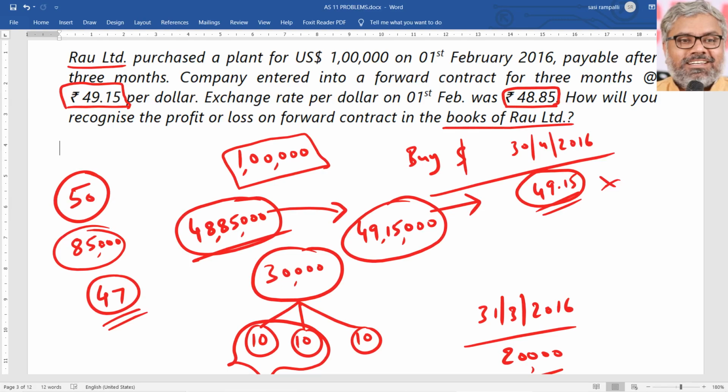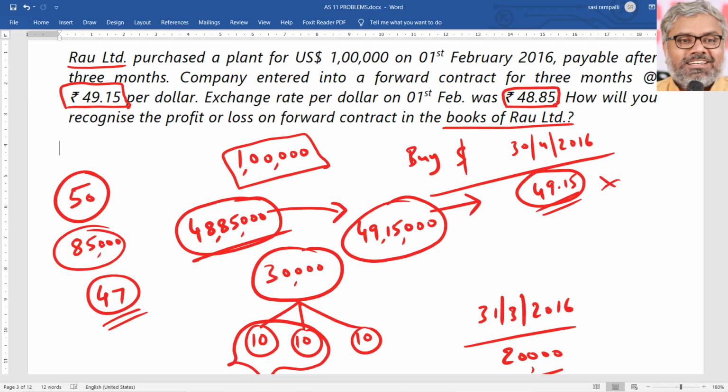Whatever the loss that Rao Limited was ready to take, you may ask why it should take it. You can think of it like insurance. Why should anybody take insurance? Because the prediction is that something might go wrong. If it goes wrong, at least we should get some compensation. Like that, if the dollar is going to strengthen further and further, then it is dangerous for Rao Limited because the rupee is going to become weaker. Then it might have to shell out more rupees.